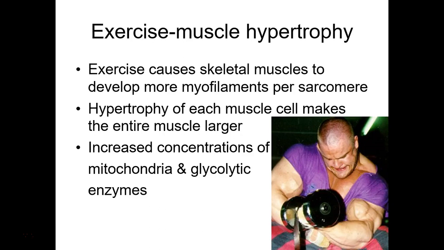So hypertrophy, it's getting bigger, so the muscle is getting bigger. And so each muscle cell gets larger because you're getting increased concentrations of mitochondria and glycolytic enzymes. So in other words, the cells, as far as I know, for the most part, aren't really dividing and making more cells. They're just getting more stuff inside each individual cell. Now, that's up for debate. There's still a lot of debate on that.